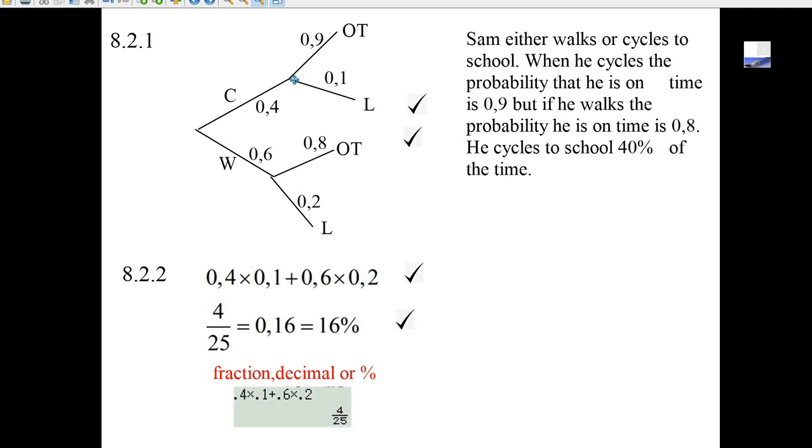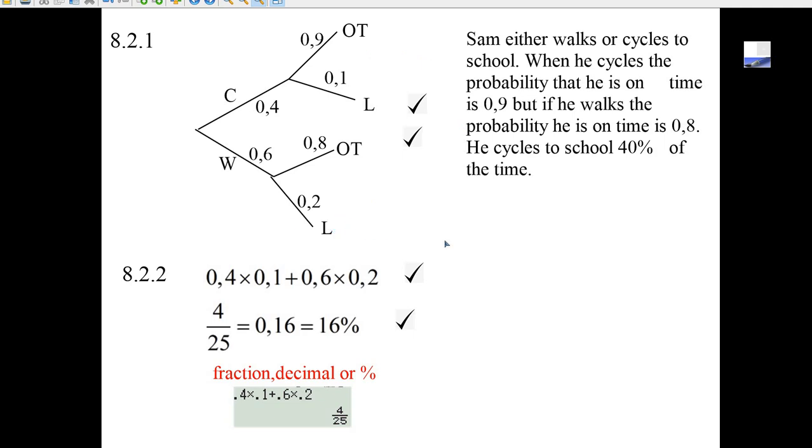Now, if he cycles, there's two things that can happen. He can be on time or he can be late. Well, he's got a 90% chance of being on time. That means a 10% chance of being late. If he walks, the probability he's on time is 80%. That means a 20% chance of being late. Well, there's your tree all done for the first 2 marks.